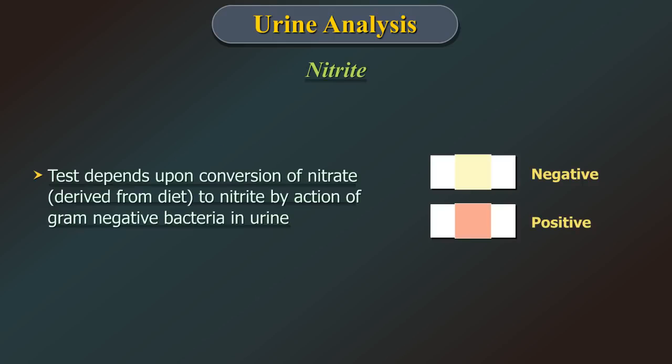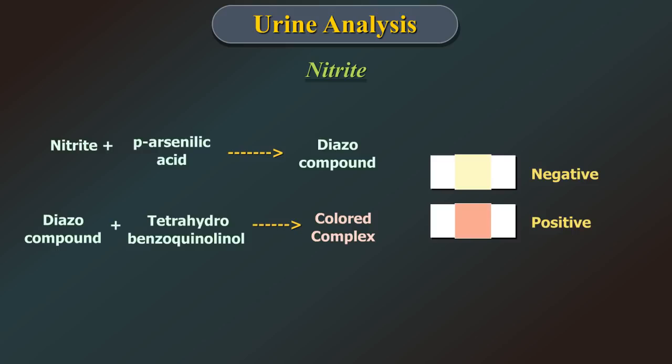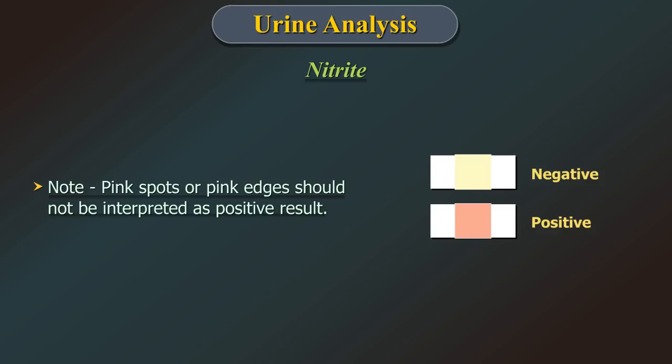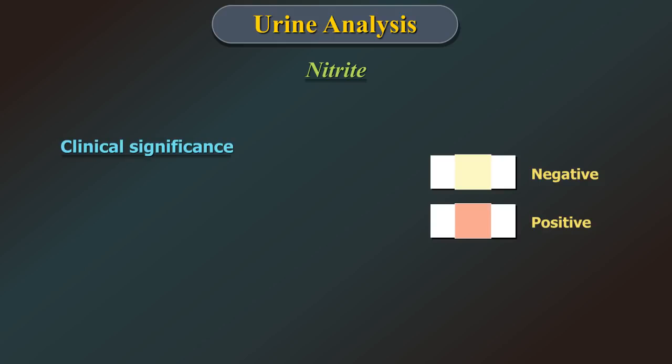Ehrlich's test. Nitrite. The test depends on the conversion of nitrate derived from the diet to nitrite by the action of gram-negative bacteria in urine. At the acid pH of the reagent area, nitrite in the urine reacts with p-arsanilic acid to form a diazonium compound which gives a pink color. Please note, pink spots or pink edges should not be interpreted as positive result. The clinical significance is to detect gram-negative bacteriuria.